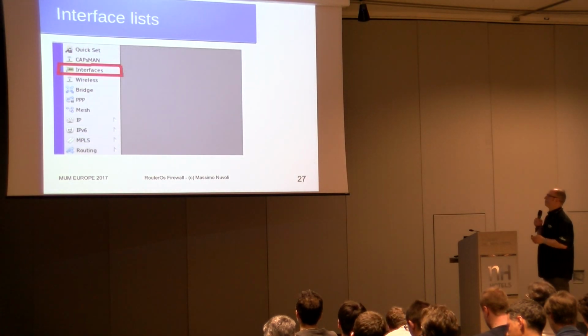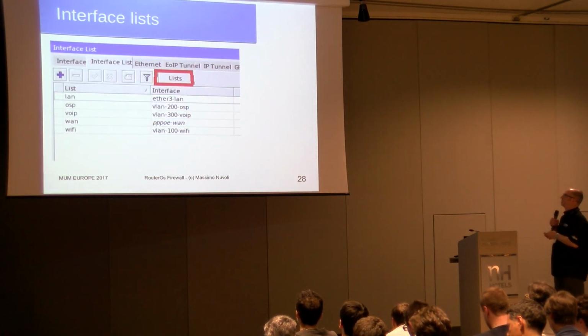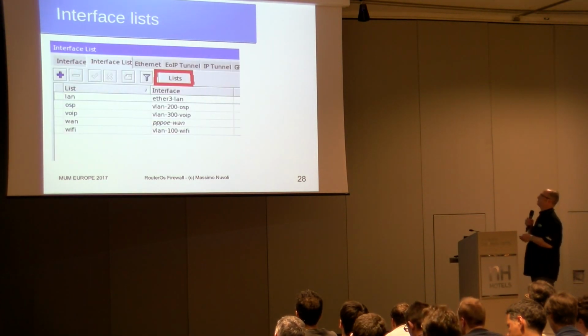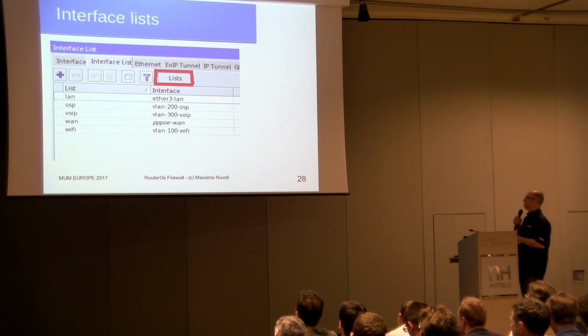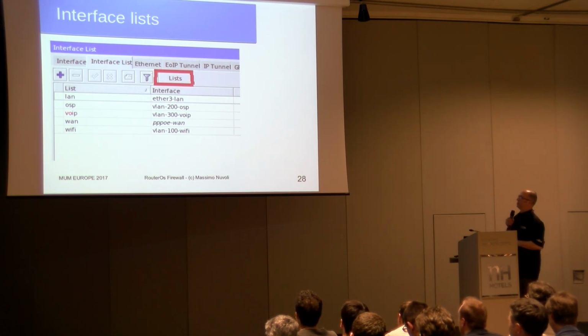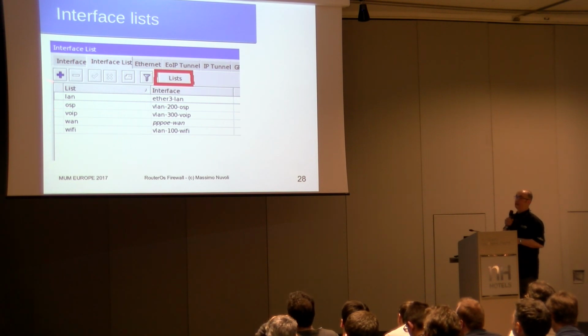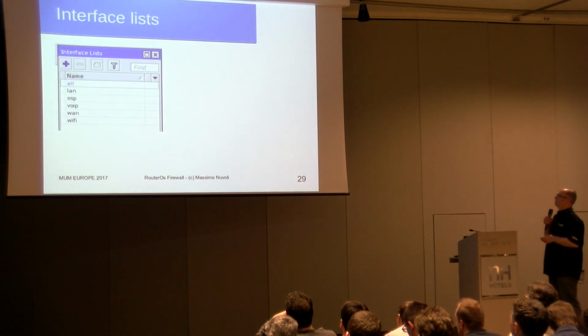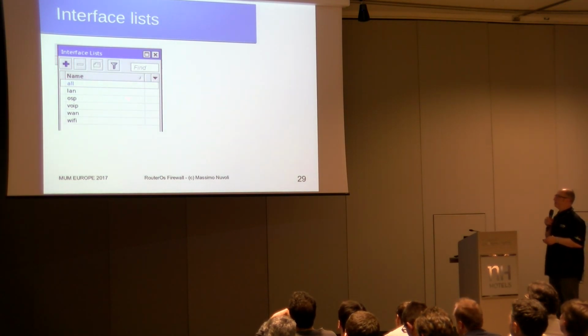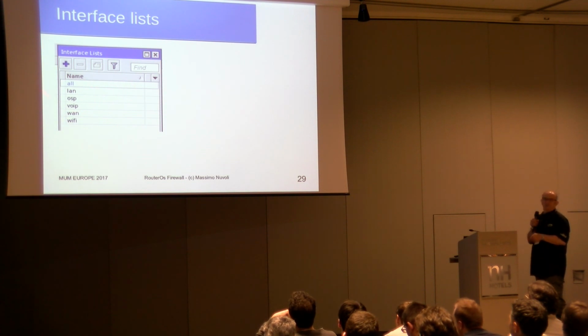We will see it later. In the interface menu there are lists. Interface list is the second. We can add a list, for example LAN, ISP, VoIP, Wi-Fi. This is an example, so you can show that. And after, you can define lists. There are predefined lists, and also the others.